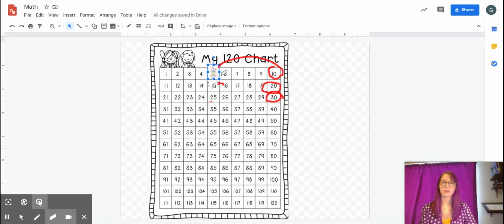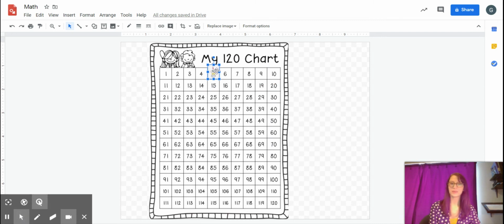I wonder if we'll have a pattern when we skip count by 10s. What do you think? Make a prediction.